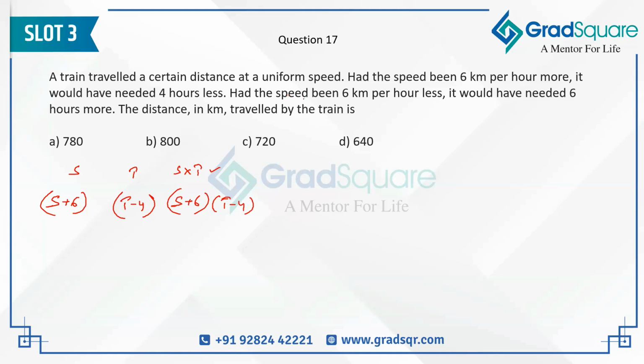Now go further. Had the speed been 6 kilometers per hour less, now you are reducing the speed by 6. So time is of course going to increase and it would need 6 more hours given in the question. So it will become t plus 6. So what are we going to get? We are going to get s minus 6 into t plus 6.